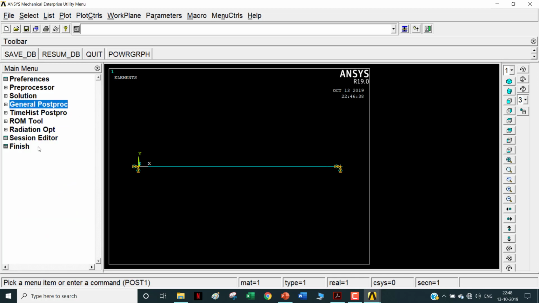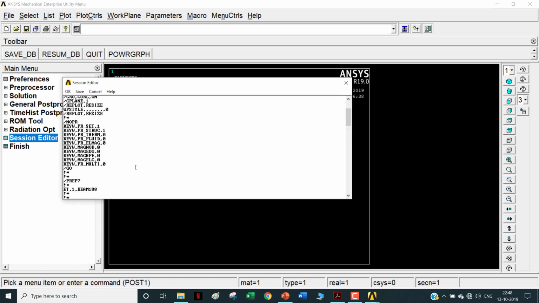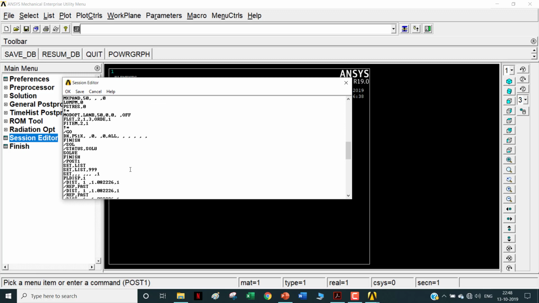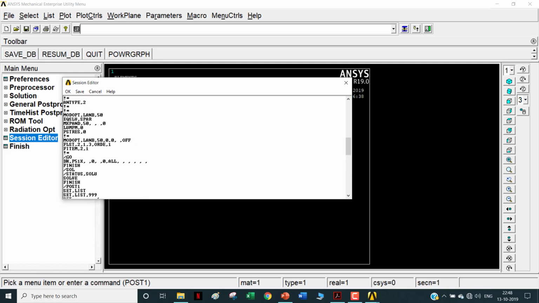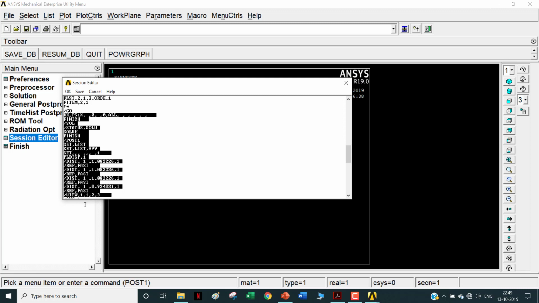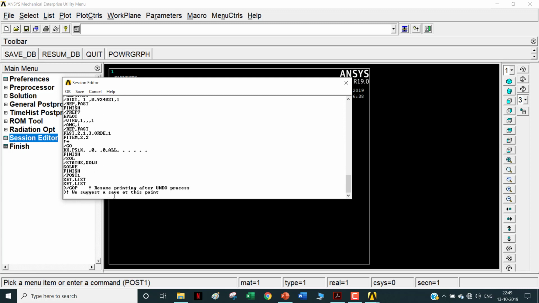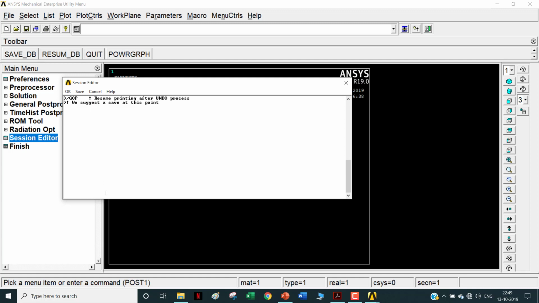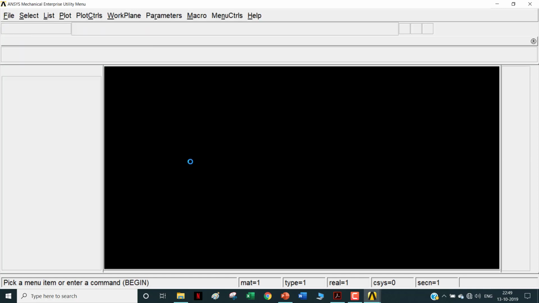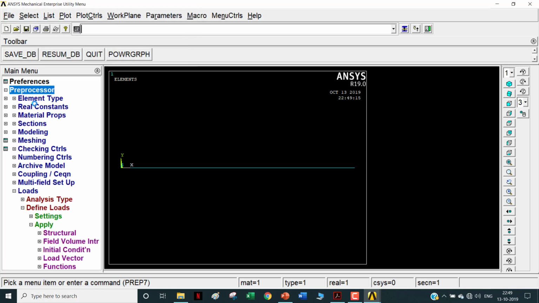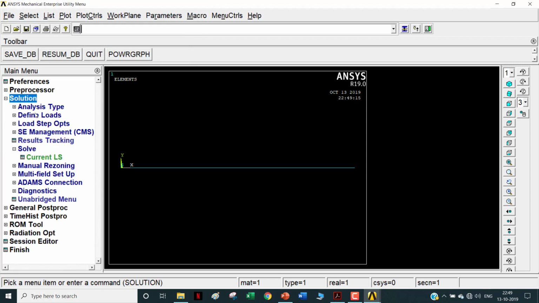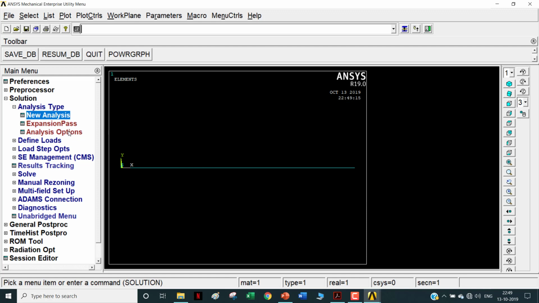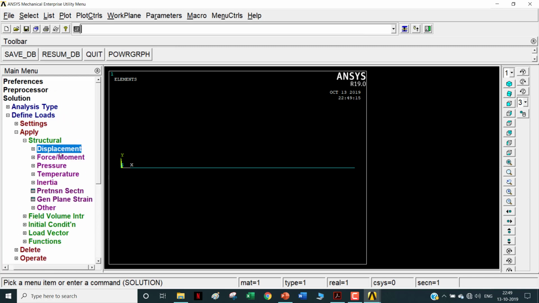Now, let me solve the same problem for a simply supported condition, right? In order to do this again, let me delete the value here. Up to now, I have changed the analysis type, which I have done earlier. I have already chosen modal, and I have already given the analysis option as 50. Directly, I have to define my loads, apply structural displacement on key points.